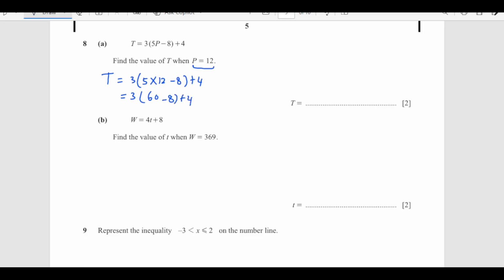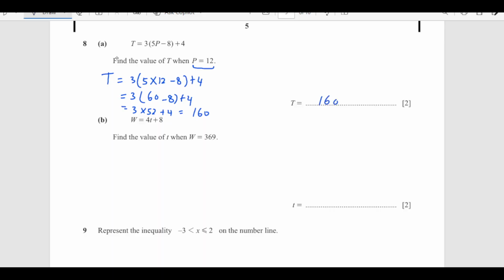Now we'll just calculate that. So we have 3, and this is going to be 52 plus 4. So 3 times 52 plus 4, this gives us 160. So the final answer is 160.